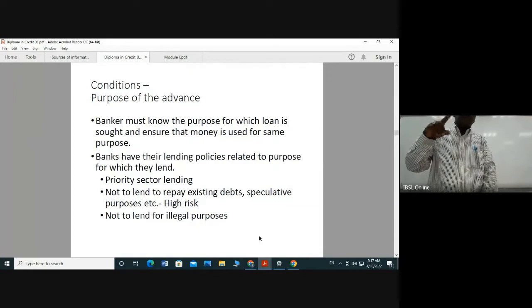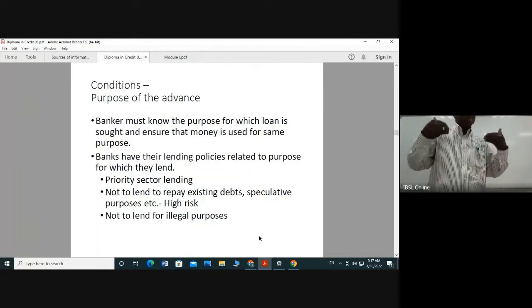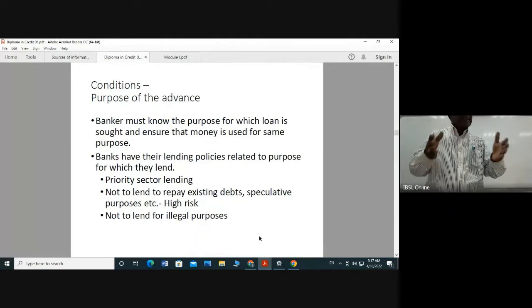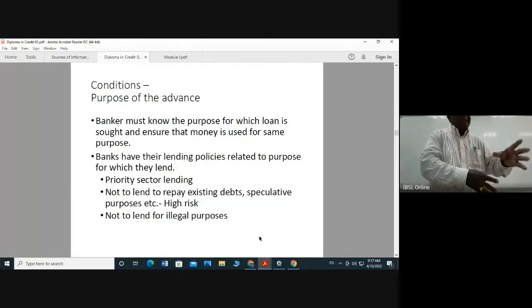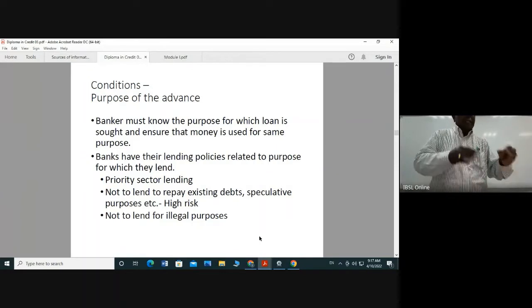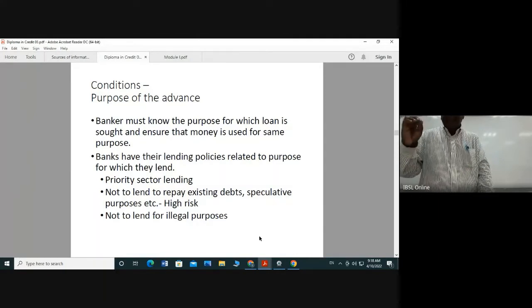But there was an exception I told you, margin trading, buying shares and selling. That is also sort of speculative. Sometimes you may gain, sometimes you may lose. But for margin trading, that is share trading, banks are granting facilities to their best customers, not to everyone. Why? Even if they fail in this speculative share trading, they have other sources of income to repay the loan. Because of that, banks grant facilities to big customers for share trading. Otherwise, no. So, not to lend to repay existing debt or for speculative purposes.